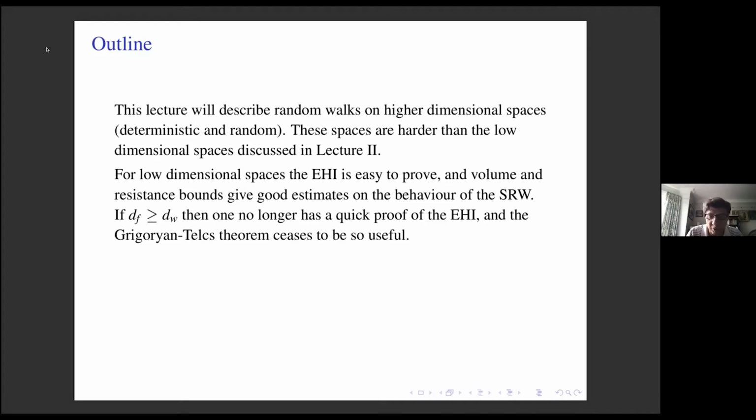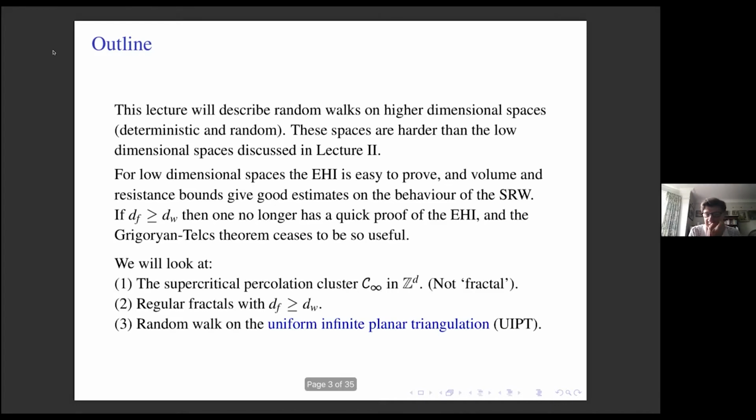So in this talk, I'm going to look at three basic families of examples. First of all, the supercritical percolation cluster in Z^d. That's not a fractal set, and we're going to be looking at random walks on this random graph. Then we're going to look at regular fractals with d_f bigger than or equal to d_w, so marginally recurrent or transient. And I'm going to say a little bit about the random walk on the uniform infinite planar triangulation.